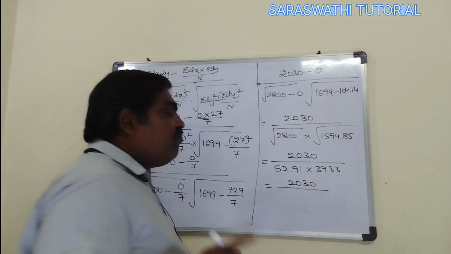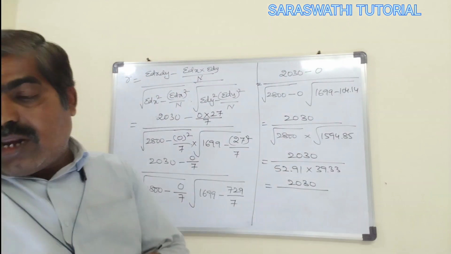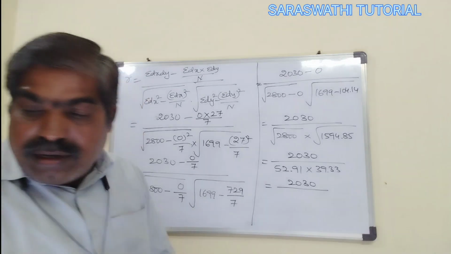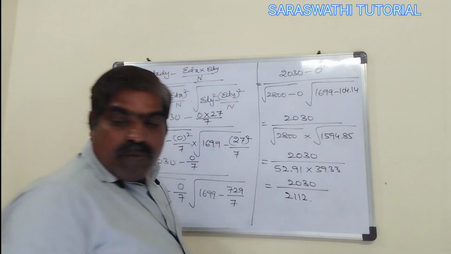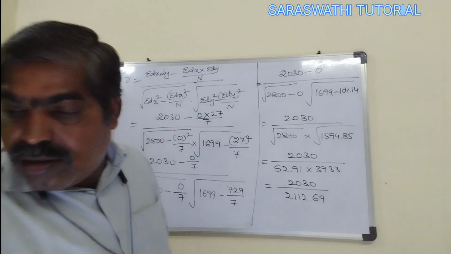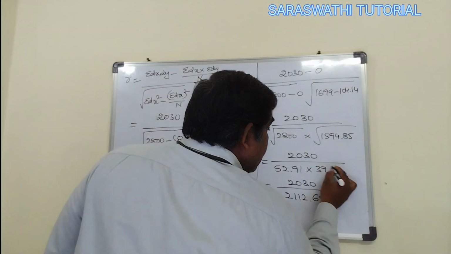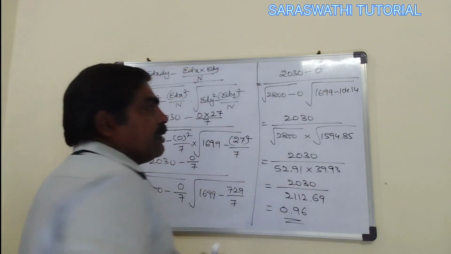2030 by 52.91 into 39.33. So you will get 2112.69. Right, this is not 33, it is 93. So lastly you will get 0.96.